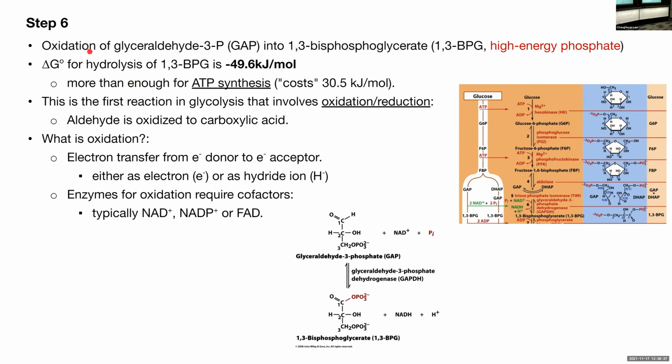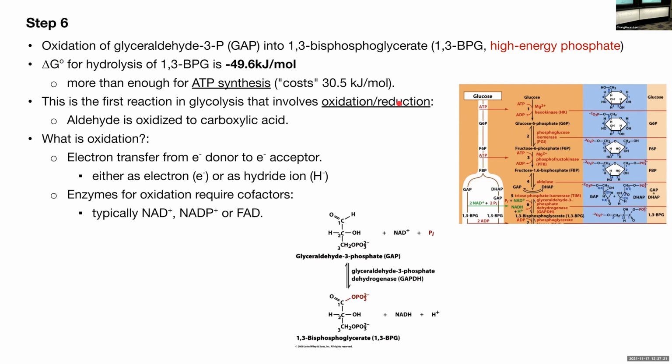And the delta G naught for the hydrolysis of this 1,3-BPG is negative 49.6 kilojoule per mole. So it's highly negative again. It's more than enough to generate ATP, right? Because ATP hydrolysis is with the delta G negative 30.5 kilojoule per mole. So the other way around, ATP synthesis, will require 30.5 kilojoule per mole of energy at the standard state. And this is the first reaction in glycolysis that involves oxidation reduction.